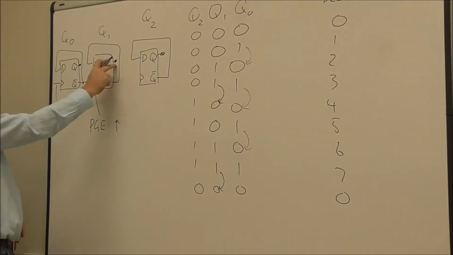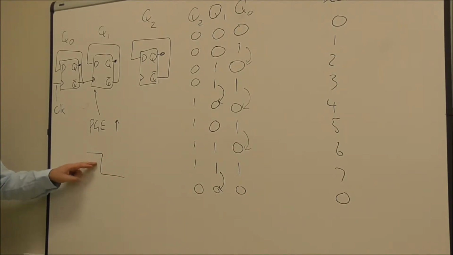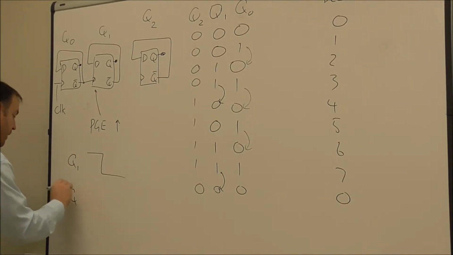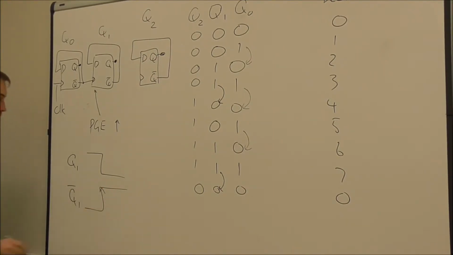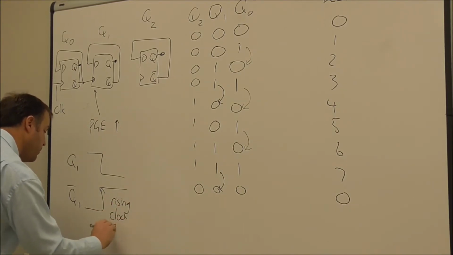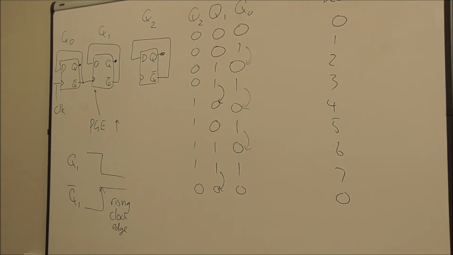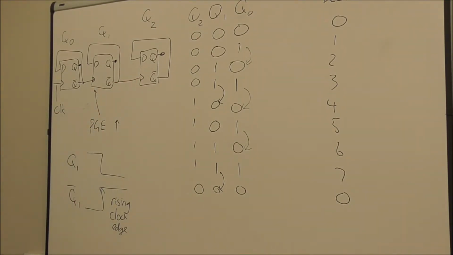Likewise, when Q1 goes from 1 to 0, that's when we're interested in it changing. So 1 to 0, you can think of 1 to 0 being looking like that. That's a falling clock edge. So if that's what Q1 is doing, then Q bar of 1 will be doing that. And that's a rising clock edge. So this output here would be seen as a rising clock edge if it was connected to this clock pin here.